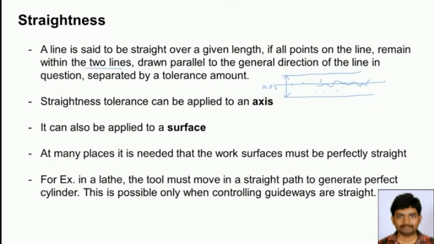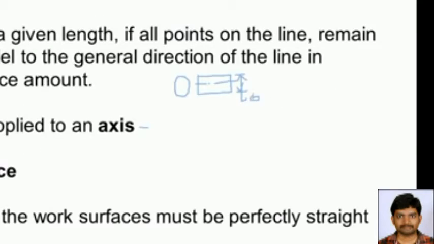then we say that line is straight. Now straightness tolerance can be applied to an axis or to a surface. We can see when the tolerance is applied to an axis, say we have a cylindrical object like this, and this is the axis. Okay. And the size, the diameter, varies from 12 to 12.5.